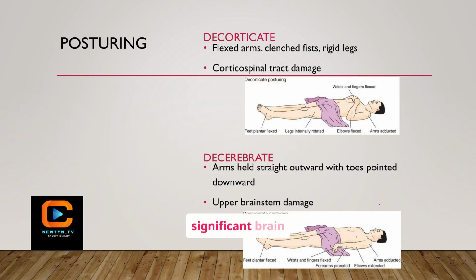Posturing can indicate significant brain injury. Decorticate posturing with flexed arms and clenched fists suggests corticospinal tract damage. Decerebrate posturing with extended arms and toes pointed downward indicates upper brainstem damage.